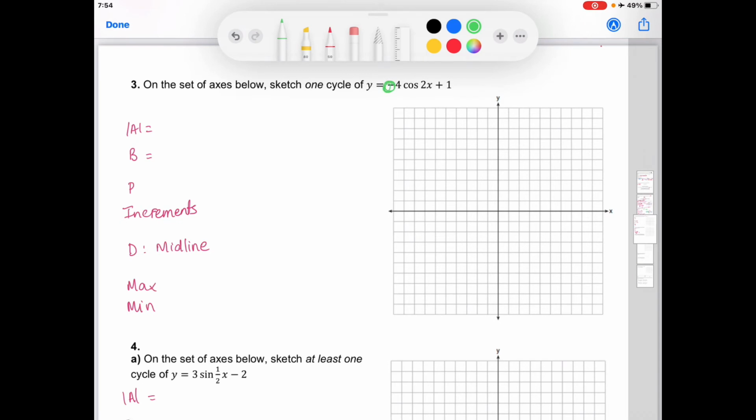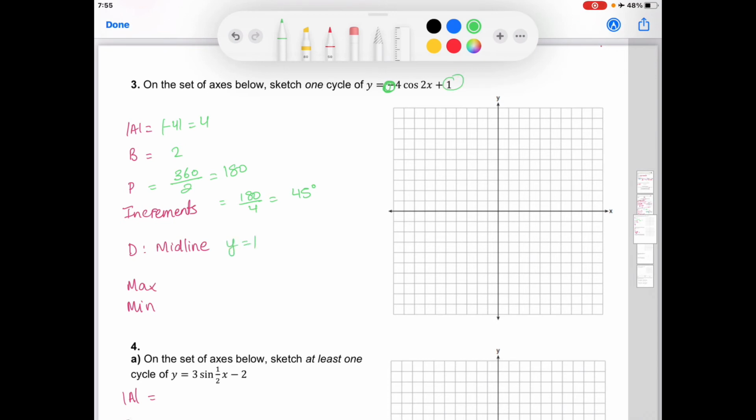My amplitude is absolute value of negative 4, which would be just 4. My b is the coefficient of x, which is 2. How many cycles in 360 degrees? 2. My period is 360 divided by 2, 180. So you have one cycle completing in 180. My increments are period divided by 4. So 180 divided by 4, which is 45 degrees. And my midline is my d, which is y equals 1.